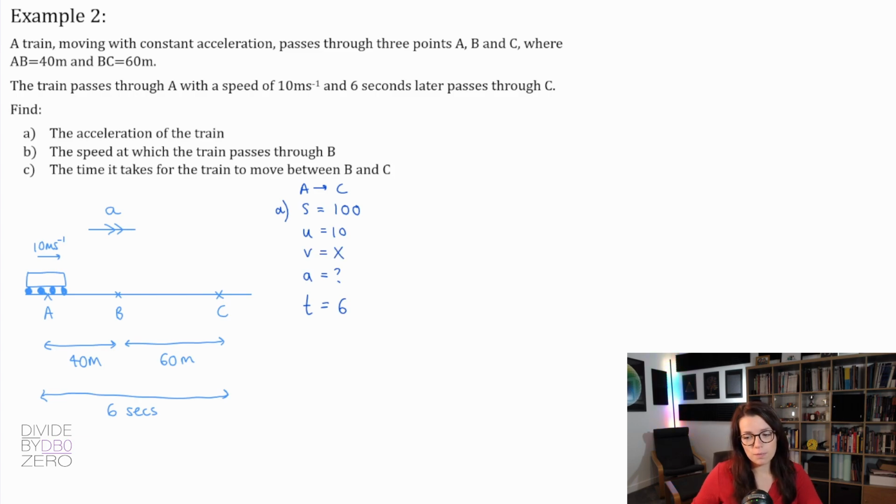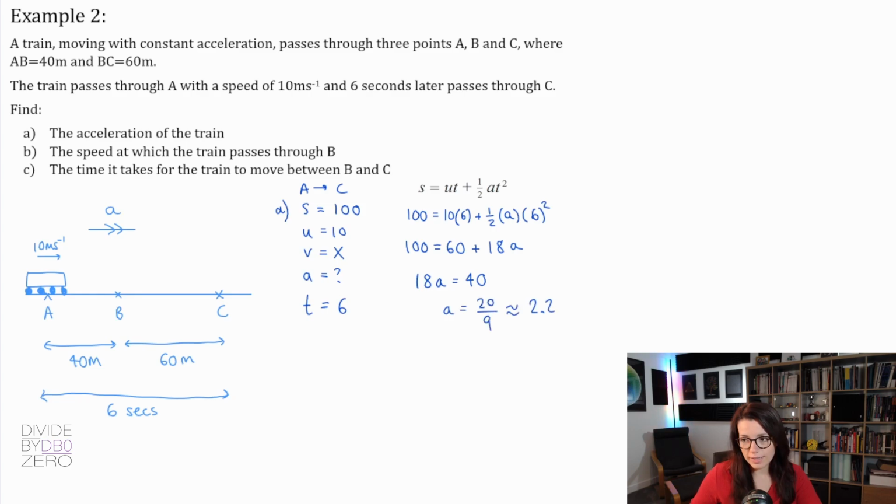We've got enough variables to work with. We now look in the formula book for the right equation to use, and we want the one that does not involve v this time. So that will be this one. S equals ut plus half at squared. We sub in our values. We expand, simplify, and solve for a. We get a equals 20 over 9, which is roughly 2.22 meters per second squared. And that's to 3 significant figures. Unless stated otherwise, 3 significant figures is good for exam questions.